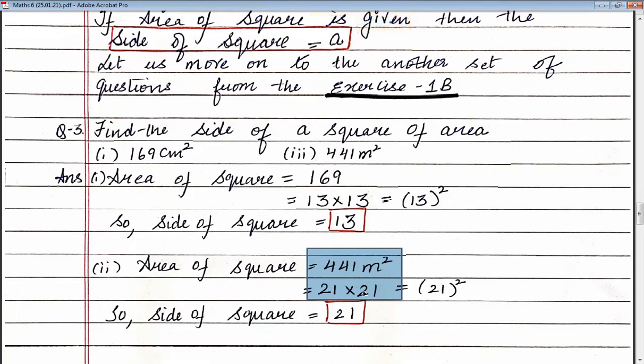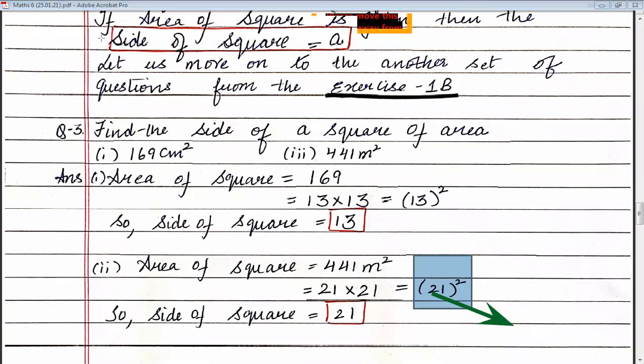Okay, and you know that 21 into 21 you can write as 21 square. So now, children, this 21 is your side. You can say that this is the side of the square. I hope, children, you are clear with this question also.